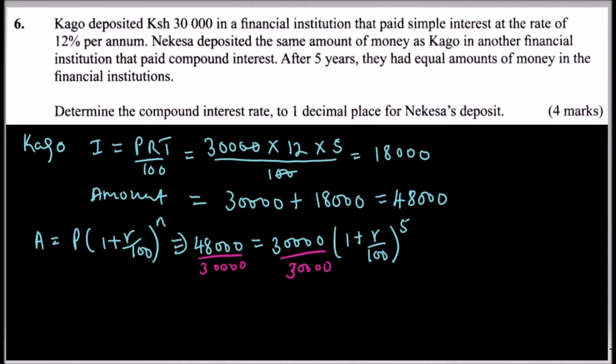So we simplify, and you get 1 plus R over 100 to power 5 equals, when you divide that, 1.6. You take the fifth root, or raise to power 1 over 5, so you get 1 plus R over 100 equals 1.6 to power 1 over 5. You can use your calculator to work this out.